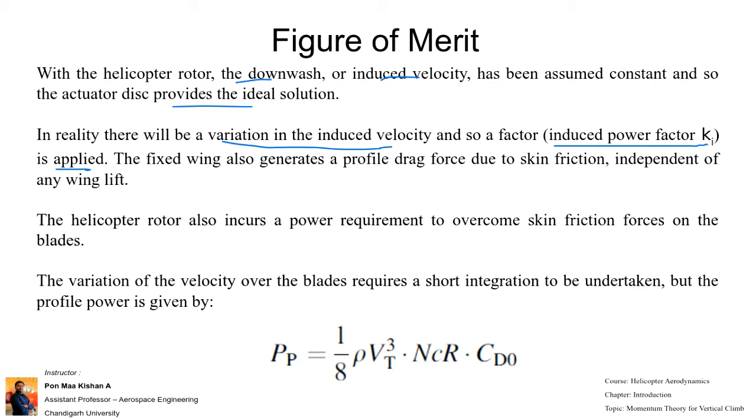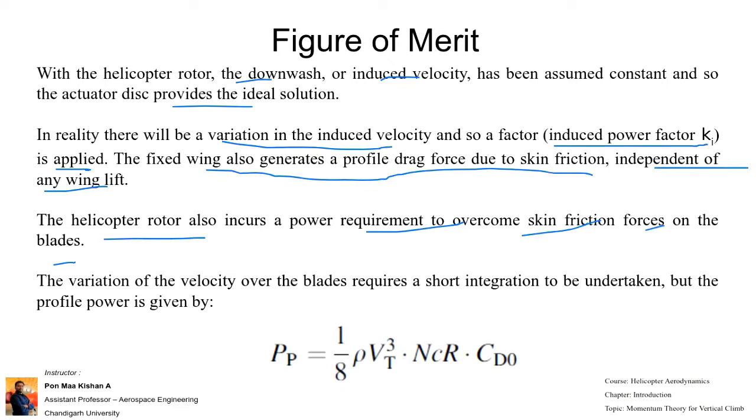Okay, so that's why in order to solve this profile power and other factors, we are just assuming that it will be constant, and so the actuator disk, the momentum theory, provides the ideal solution. Right, so the fixed wing will also generate a profile drag force due to the skin friction independent of any wing lift. The same will be applicable for our helicopter rotor also. So the rotor will also incur a power requirement to overcome the skin friction force on the blades.